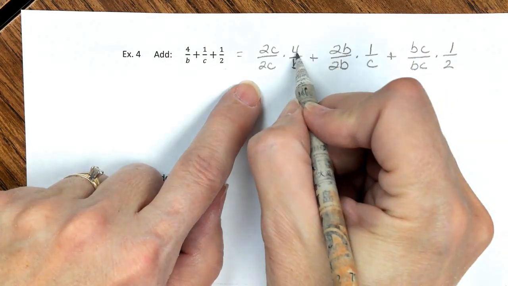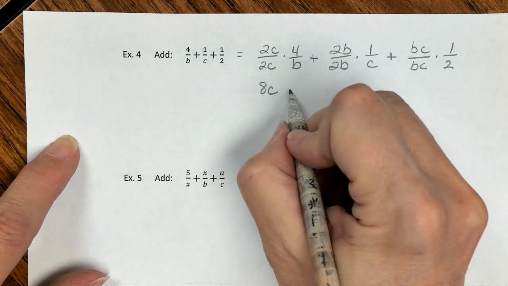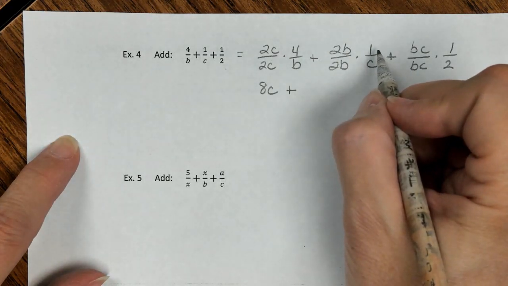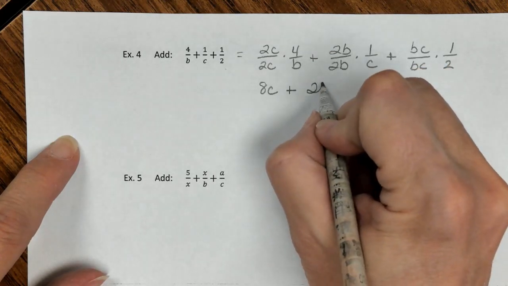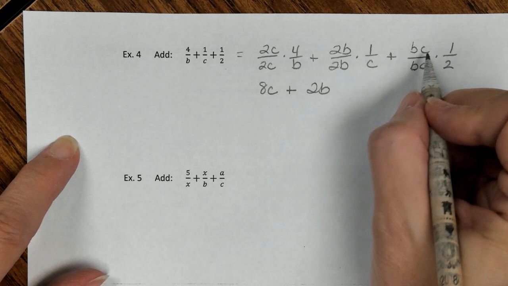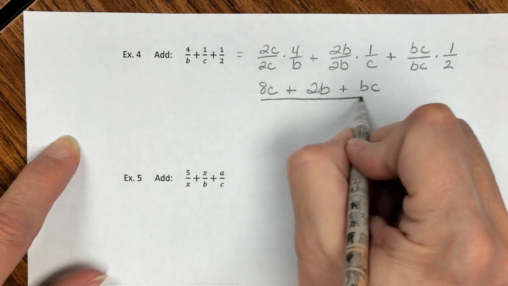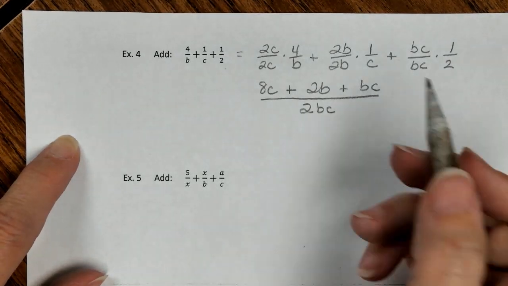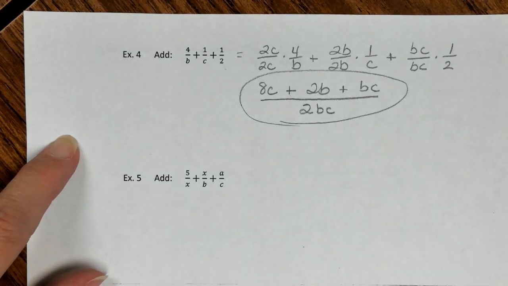Okay, so here we have 4 times 2 is 8, 8c plus, okay, so this is just 2b plus bc all over that common denominator of 2bc. And this doesn't reduce either. So that's it.